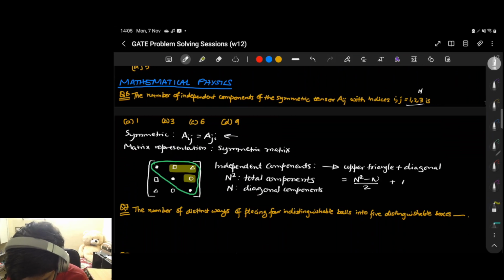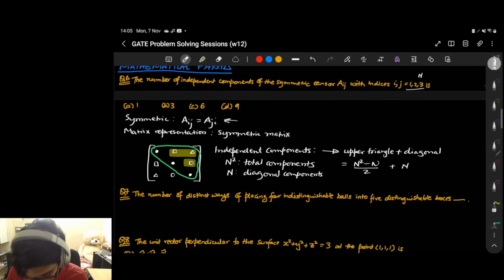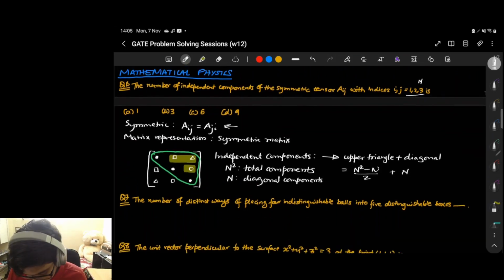And diagonal is n. Okay. So how I got this upper triangle as n squared minus n over 2 is because total is n squared and diagonal is n. So if you remove the diagonal elements from the total elements, then you are left with upper triangle plus lower triangle, and then you divide it by 2 to get the number of elements in either just the upper triangle or the lower triangle.